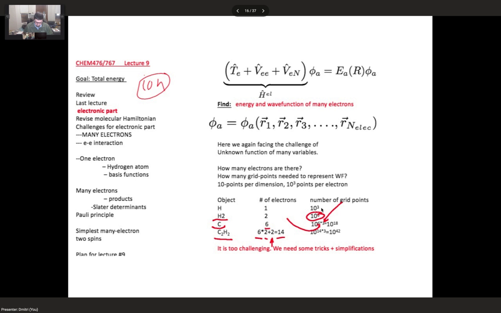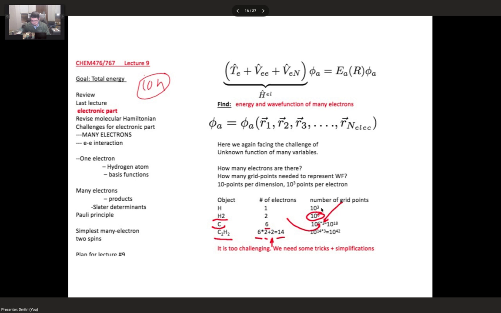And if you take a very humble molecule with 2 carbons and 2 hydrogens, acetylene, that is used for, well, right now I'm not sure if it is still used, but 100 or 50 years ago it was used for welding. Like there is electrical welding and torch welding, like gas welding. But so, 14 electrons, 6 times 2 from the carbons and 2 from the hydrogens, gives 10 to the power 42.